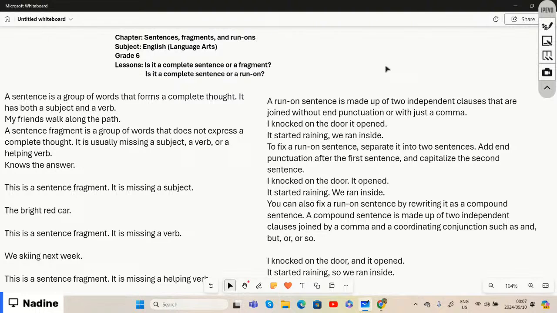Is it a sentence or a fragment? Or is it a sentence or a run-on? Because we need to know the difference between them, especially when you're writing sentences or writing your tasks or literally anything that you're going to be writing.